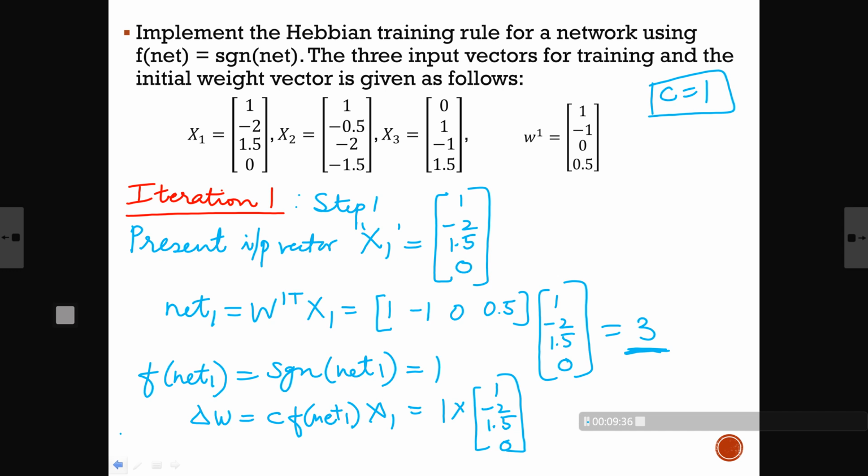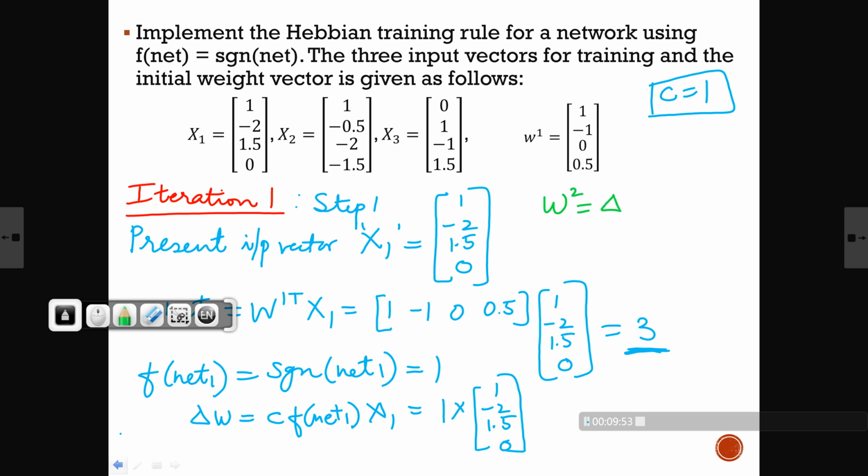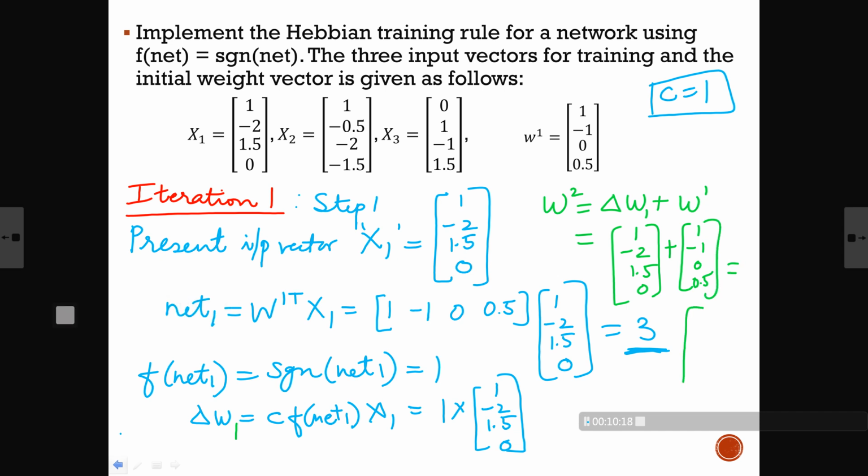Now what is left is to find out delta W and W2. What is W2? I shall just do it here itself. W2 will be nothing but W1 plus delta W. So this is the same 1, minus 2, 1.5, 0 plus 1, minus 1, 0, 0.5. The answer would be 2, minus 3, 1.5, 0.5. So this is W2, the weight. Now this weight you have to use for the next iteration. Is that clear? So we go to the next iteration.